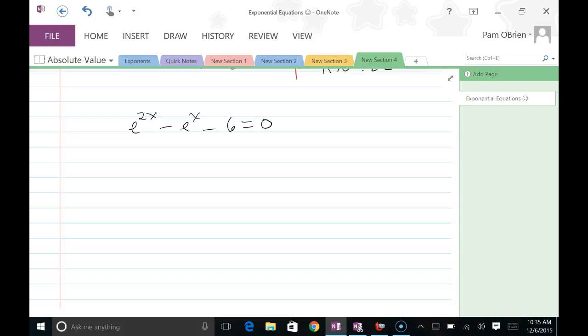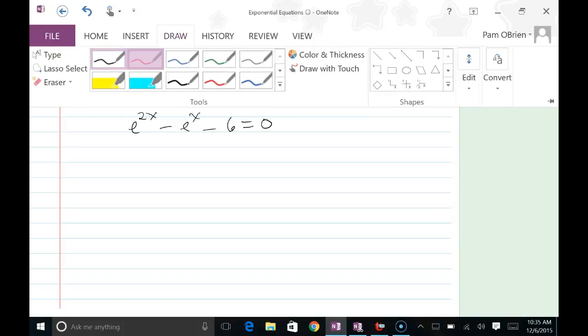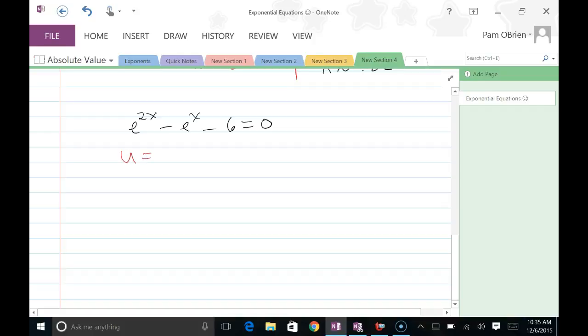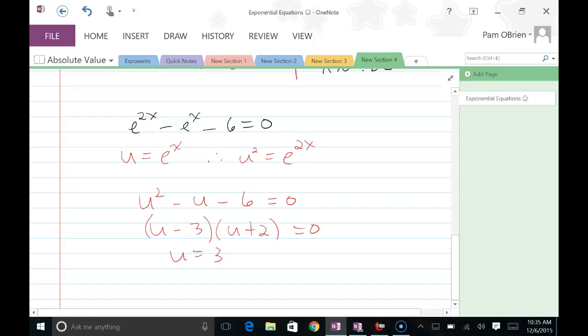Okay, so thinking like that, I'm going to do a u substitution. I'm going to let u equal e to the x. Therefore, u squared is e to the 2x. So this problem is going to be rewritten as u squared minus u minus 6 equals 0. When I factor that, it's going to factor into u minus 3 times u plus 2 equals 0, giving us u equals 3 and u equals negative 2.